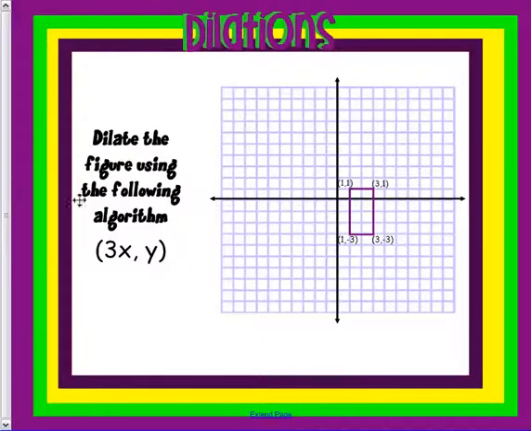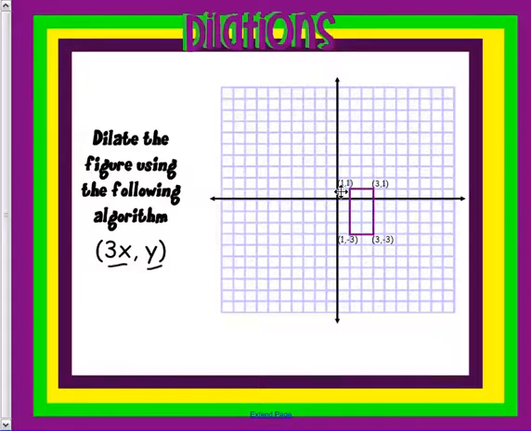Okay, so they want us to dilate the figure using the following algorithm. Every x is going to be multiplied by 3, while the y is just going to stay the same. So go ahead and pause the video and see if you can do this one on your own. You're multiplying all the x coordinates by 3, but leaving y the same. Okay, I'm going to show you how I would do it.